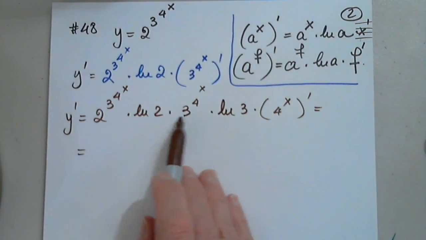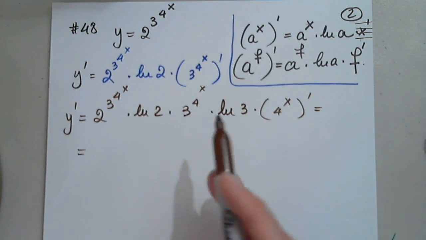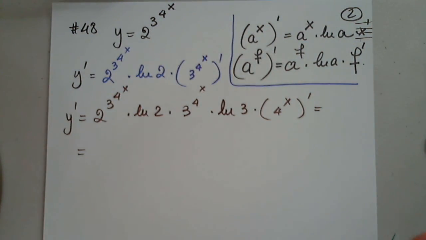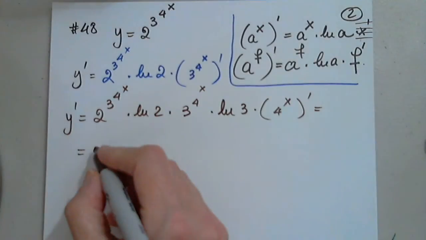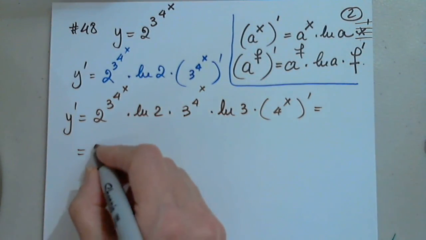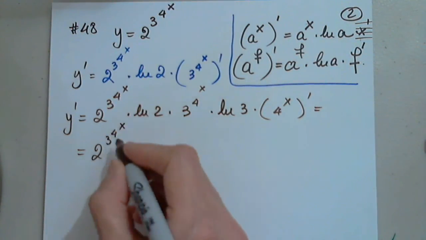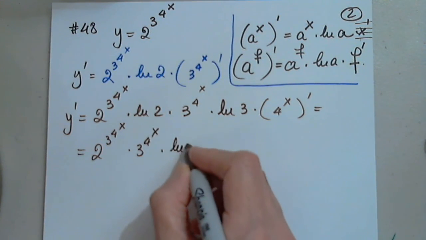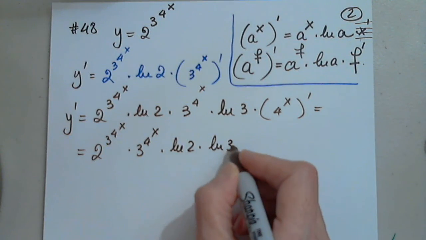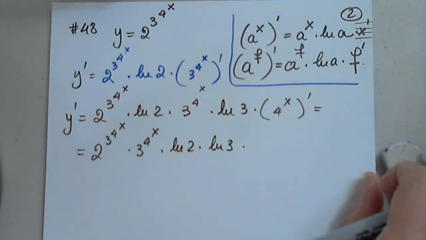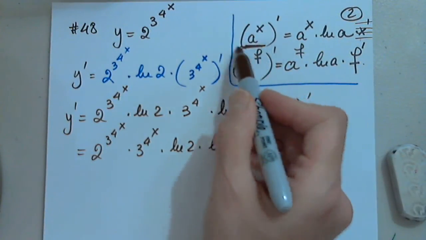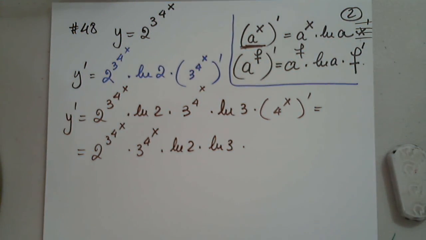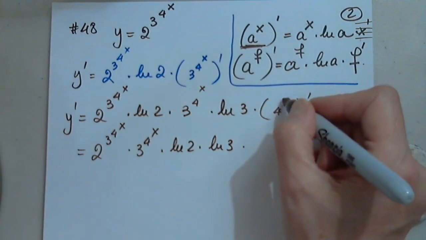So I'm going to put this next to this and the two. It doesn't really matter. It's all a product, so there is nothing I can do here. But let me write it in some order. So 2 to 3 to 4 to x times 3 to 4 to x times natural log 2 times natural log 3. Now, this is that. There is no more function. There is, but it's x.